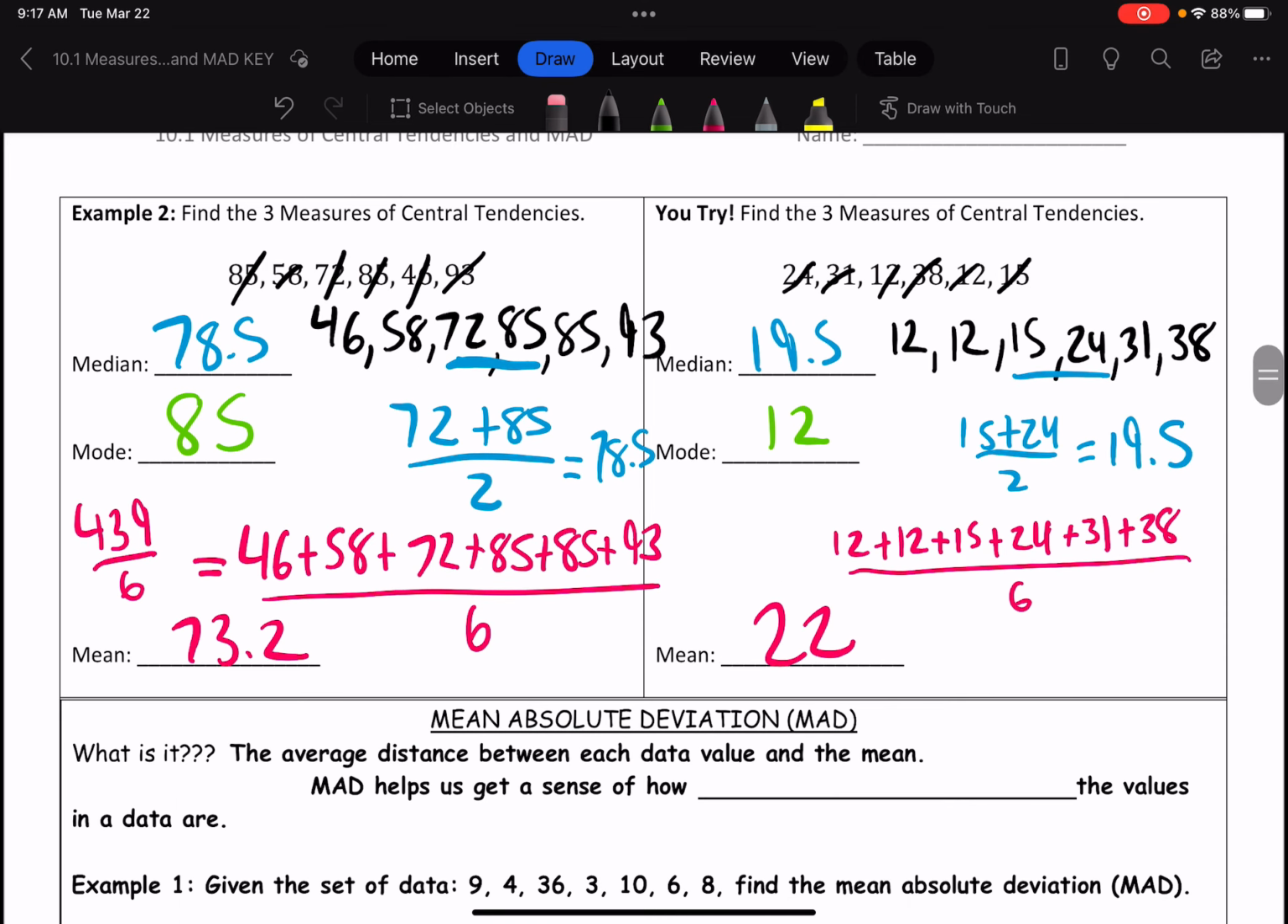All right, and then let's go to the second U-try. We had 6 terms here. So when I put them in numerical order from least to greatest, we had 12, 12, 15, 24, 31, and 38. Their middle 2 terms were 15 and 24, so I found the average of those 2, and that gave us a median of 19.5. Our mode was 12 because it was repeated, and when I added all of my data sets together and divided by 6, I wound up with a mean or average of 22.